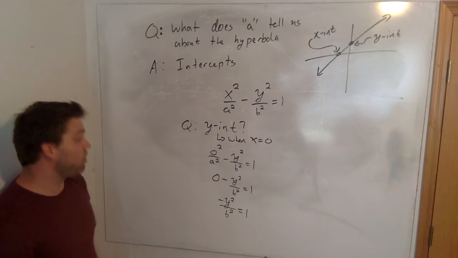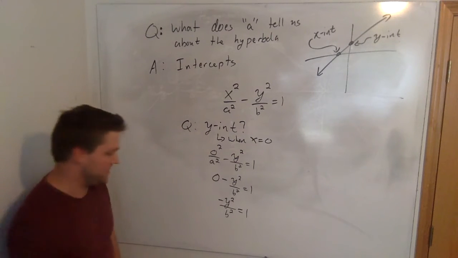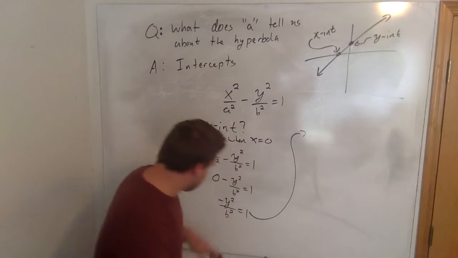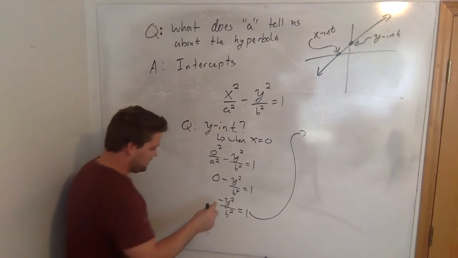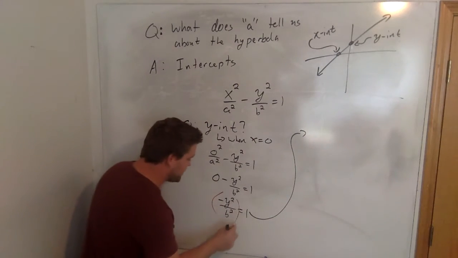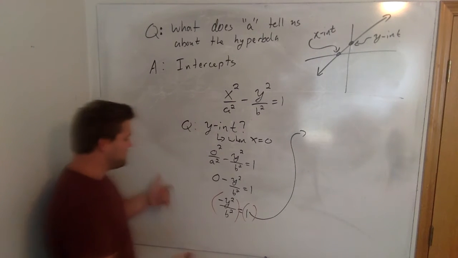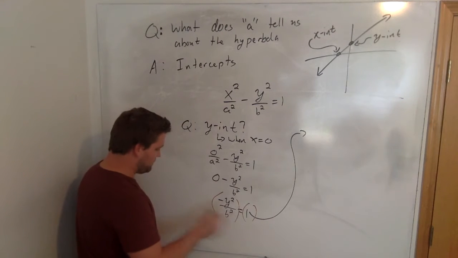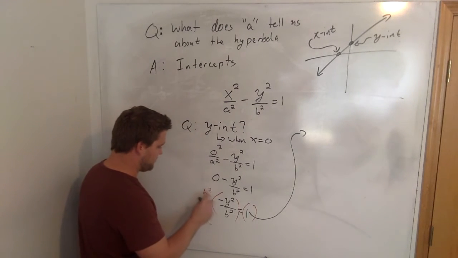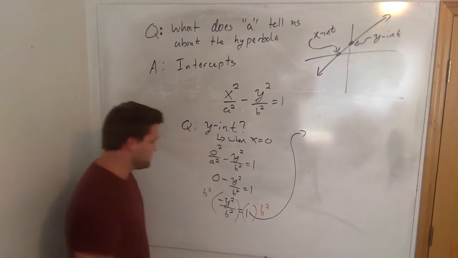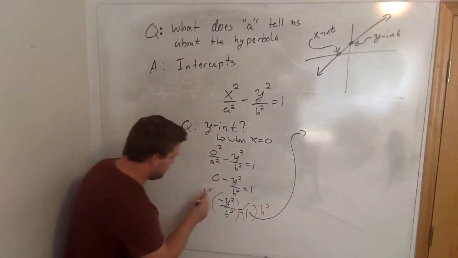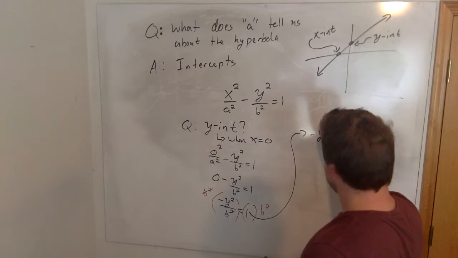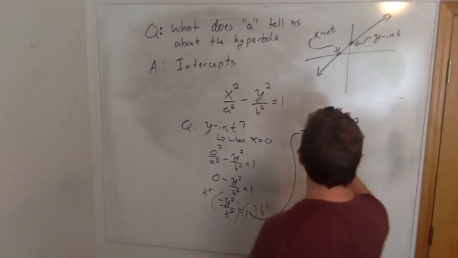So let's attempt to solve for the y-coordinate of the y-intercept. How can we solve for y here? Well, it might be nice to clear the fractions. You can multiply both sides by b squared or negative b squared. Let's multiply both sides just by b squared. If we do that, these will cancel, and we'll be left with negative y squared is equal to b squared.